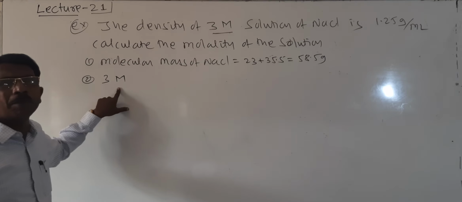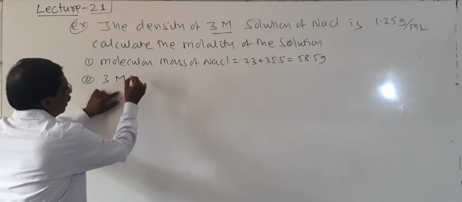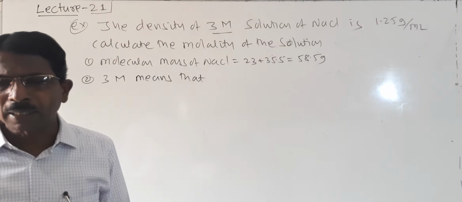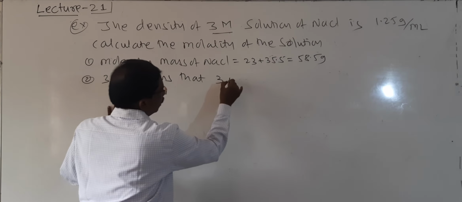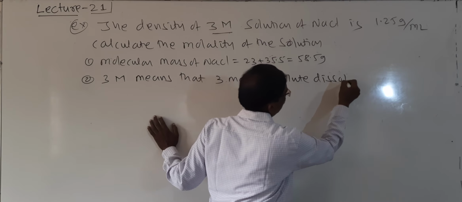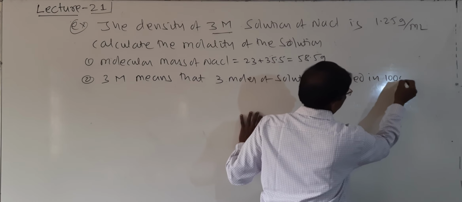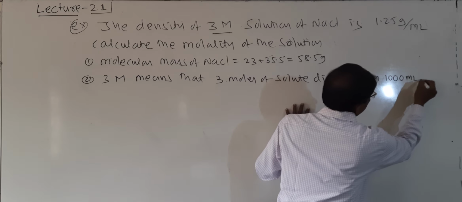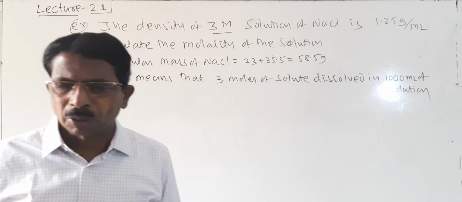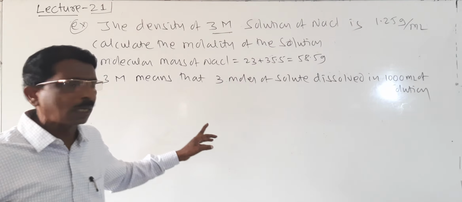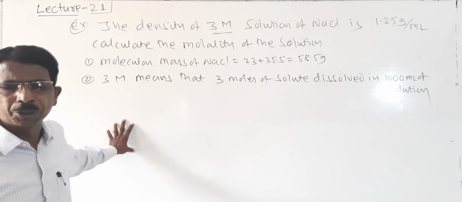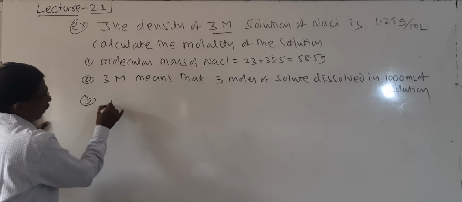Then second one, 3 M means capital M, 3 molar, that is 3 moles of solute dissolved in 1000 ml of solution. Remember, 3 moles dissolved in 1000 ml of solution. Remember, this is very important. 1000 ml of solution.